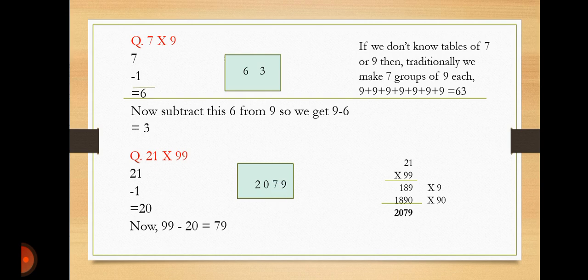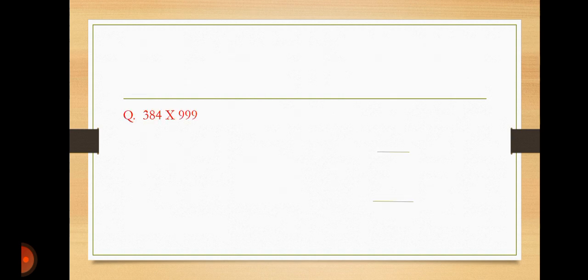Wow! So simple and easy. And it's hassle free. We don't have to do any carry forwards or any multiplication, nothing. Now let's take one more example. Oh my god, 384 and 999. There are two 3-digit numbers. Traditionally, if we do it, let's have a look at it.